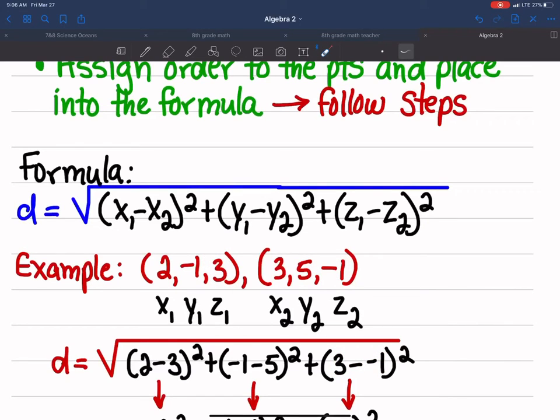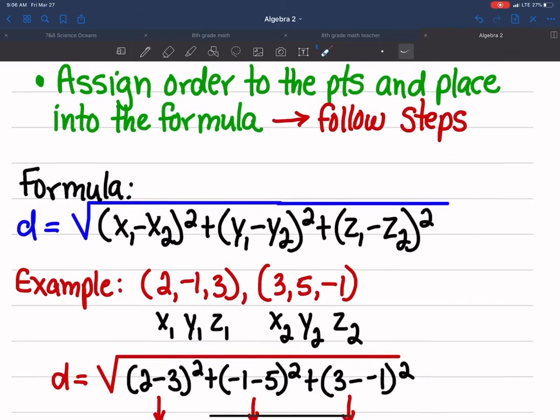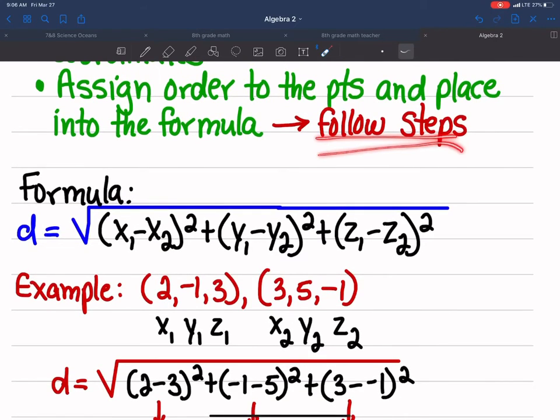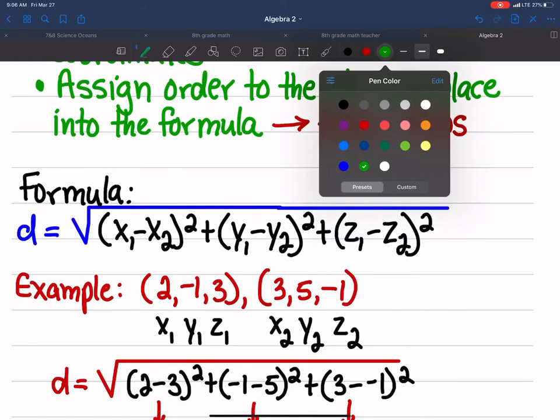Then our next step, up here, is that we must solve everything. Let me put this up here so that you can remember.